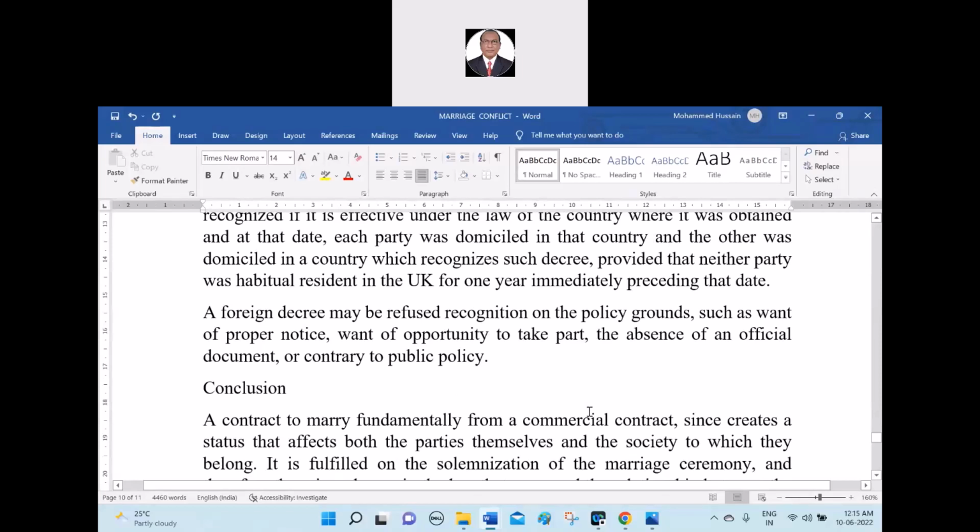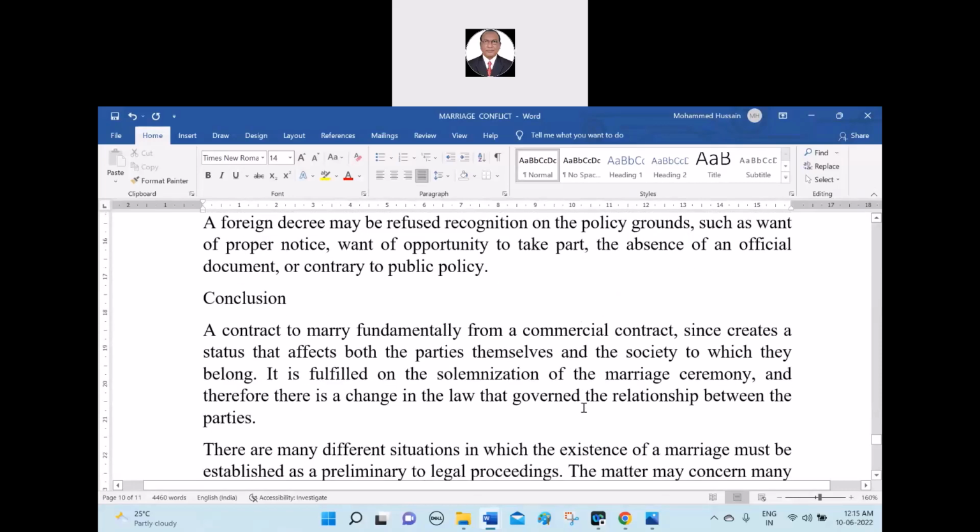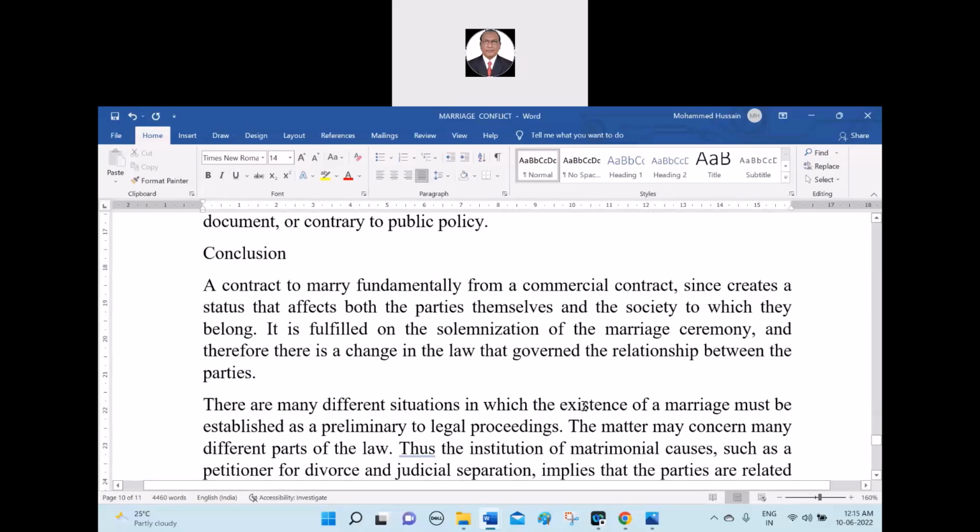In conclusion, a contract to marry is fundamentally different from a commercial contract, since it creates a status which affects both the parties themselves and the society to which they belong. It is fulfilled on the solemnization of the marriage ceremony, and therefore there is a change in the law governing the relationship between the parties. So whenever the parties would like to marry, they must have the capacity under the law of the place where they have their domicile. That will be considered. And where they are performing the marriage, the formalities of that country, or the procedural law of that country, will be followed.